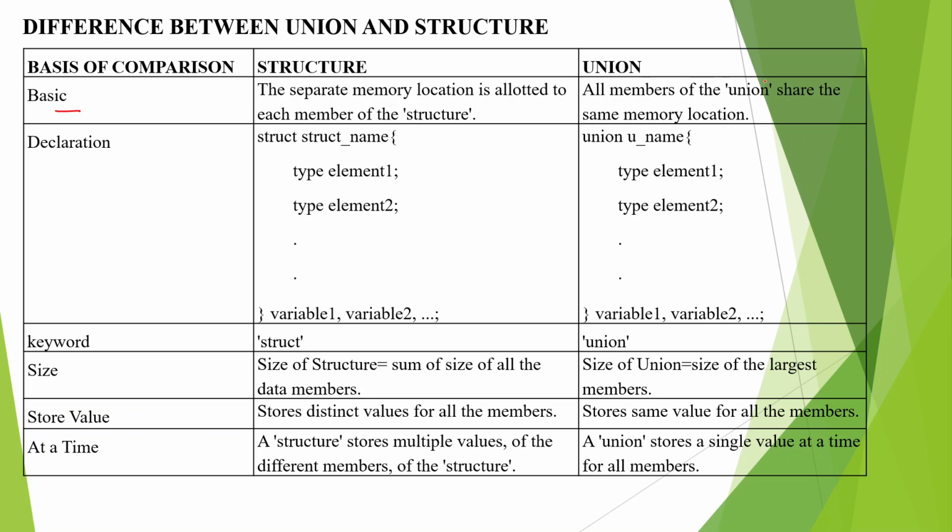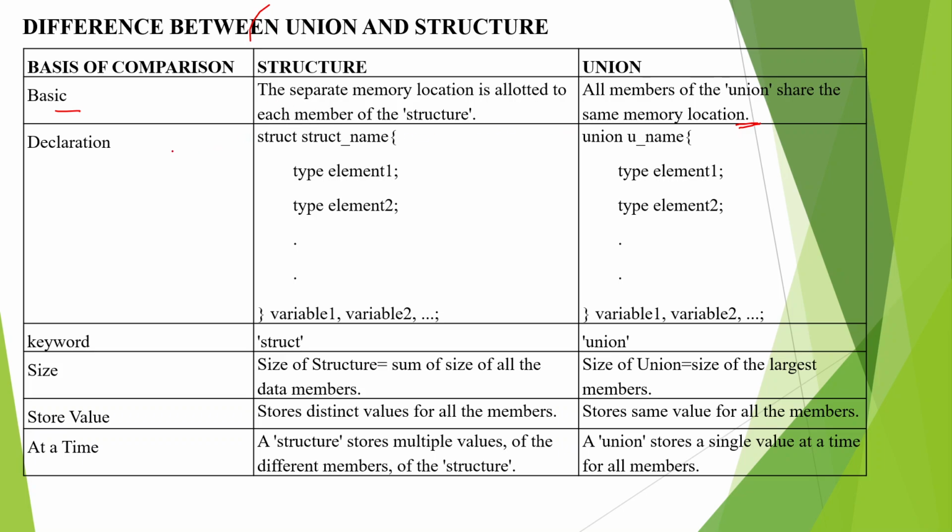Here you can see separate memory locations are allocated to each member of the structure. Each member, each field of your structure is going to have separate memory in the structure concept. But when we see the same in a union, all members of the union share the same memory. The difference I have already shown.